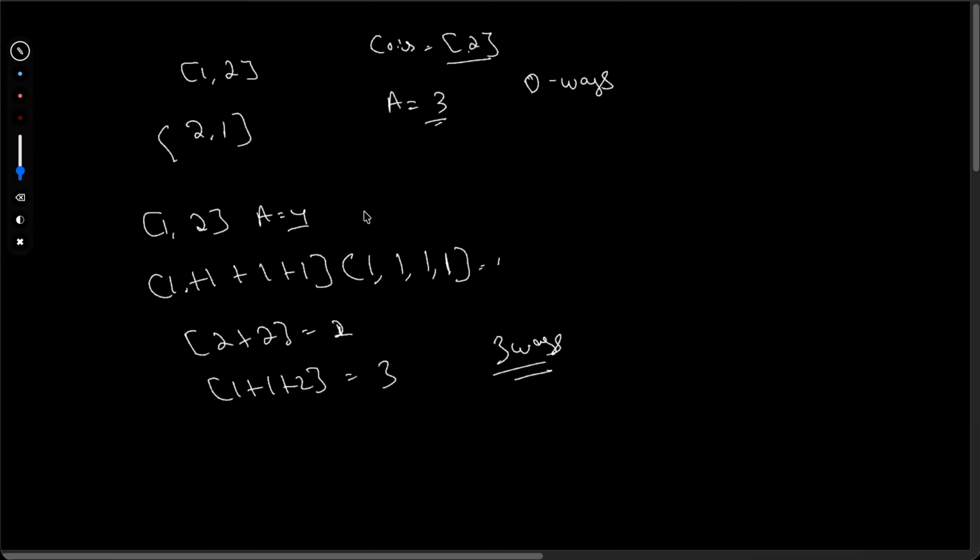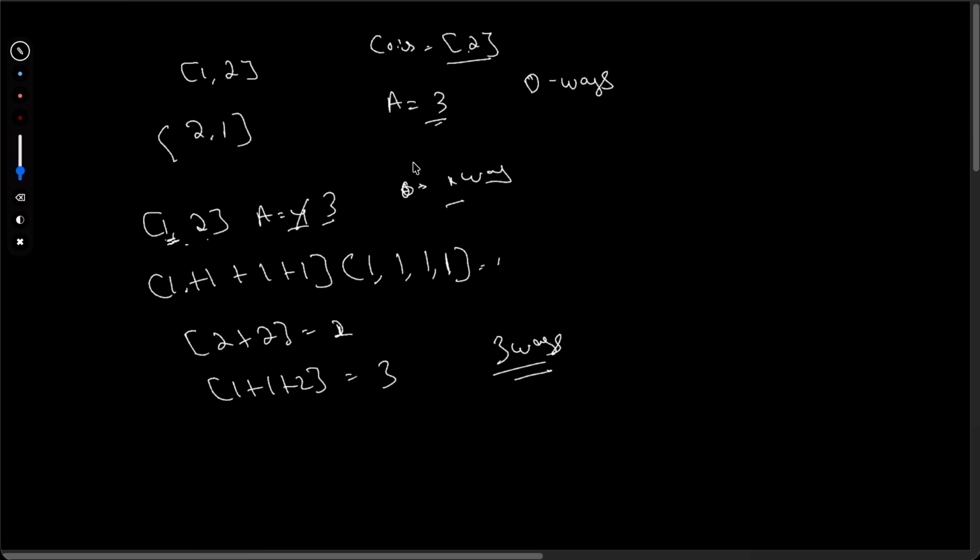So the idea is to start with the first coin. For each coin you can use it and reduce the amount, 4 minus 1 is 3, or you can skip it and go to the next coin. So we have two choices, one take and one skip. If we use it, we reduce the amount. If we skip, it goes to the next coin. Repeat until the amount becomes 0. If the amount becomes 0, it means one way, so the count is 1.